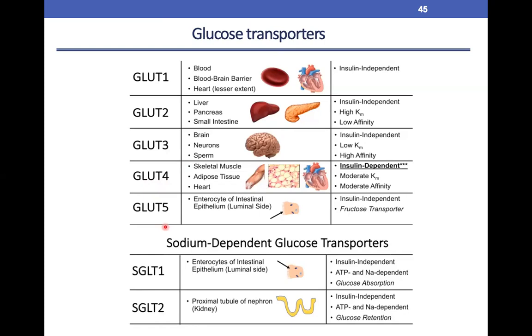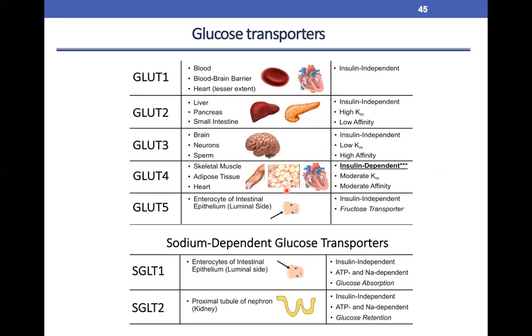And GLUT5, I think you just have to memorize as the one that's responsible for absorbing glucose in the luminal side of the enterocytes. Okay, the reason I really emphasized GLUT4 is because I want you to think of its relationship with insulin. Think about this for a second. The role of insulin is to store my glucose into certain body compartments, right? That's the role of insulin. Okay, so it makes sense that the role of insulin is to store glucose inside of our body.